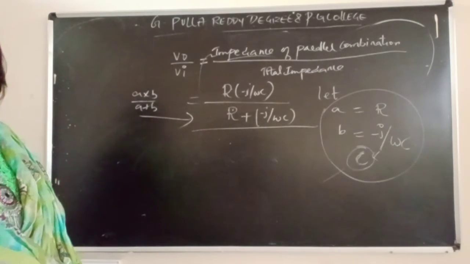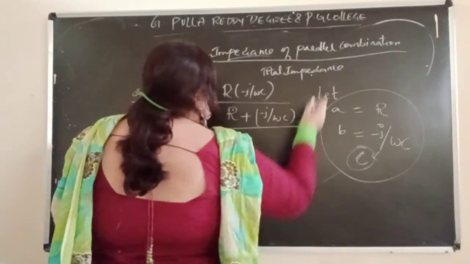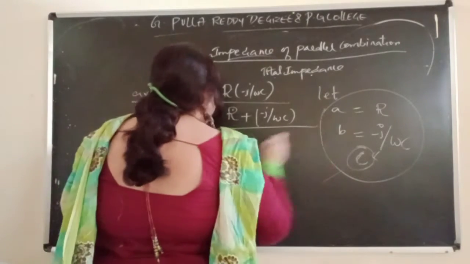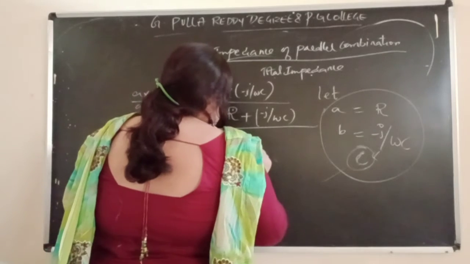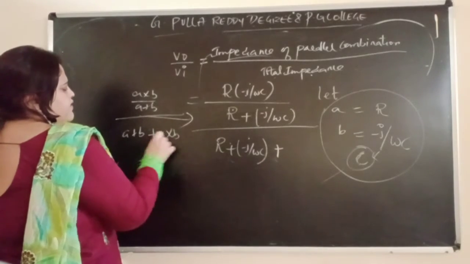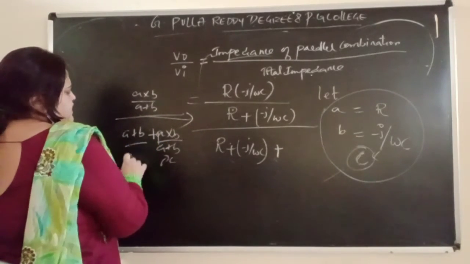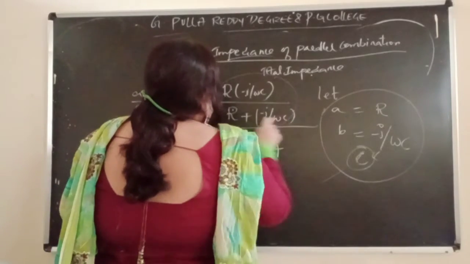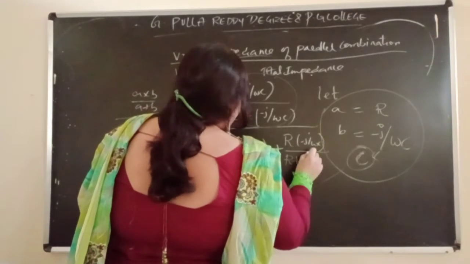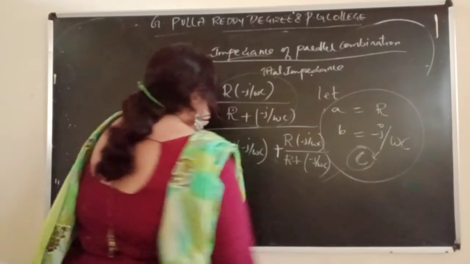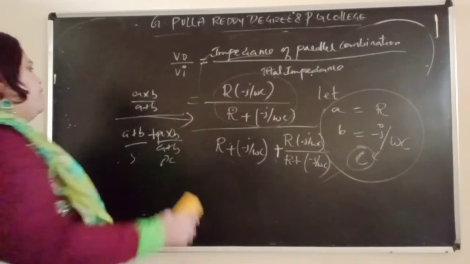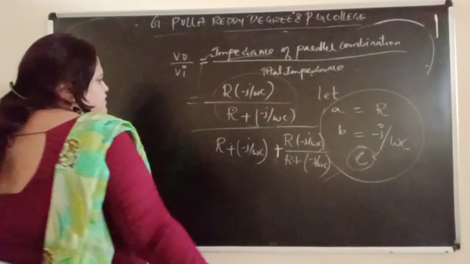Now we will come to the denominator. In the denominator, the total impedance means first you write the series A plus B. A is R, so R plus minus j by omega C. Then plus the parallel combination, A into B by A plus B, again the same formula: R into minus j by omega C by R plus minus j by omega C. This is the formula for your impedance. From this we will calculate the frequency.